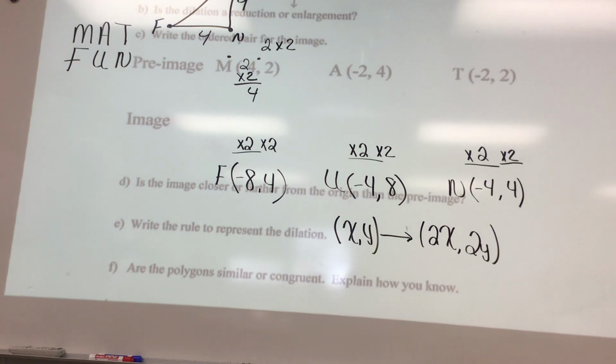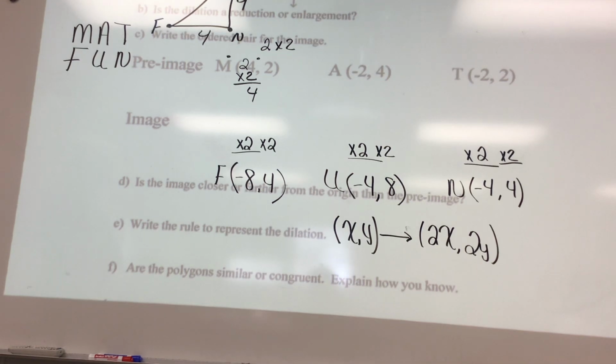Yes. Part F, are the polygons similar or congruent? Similar. And it says explain how you know. They're the same shape, different sizes. Go ahead and stop the video.